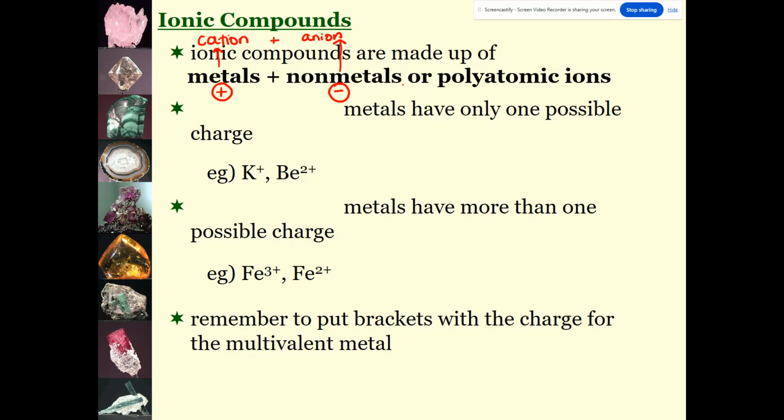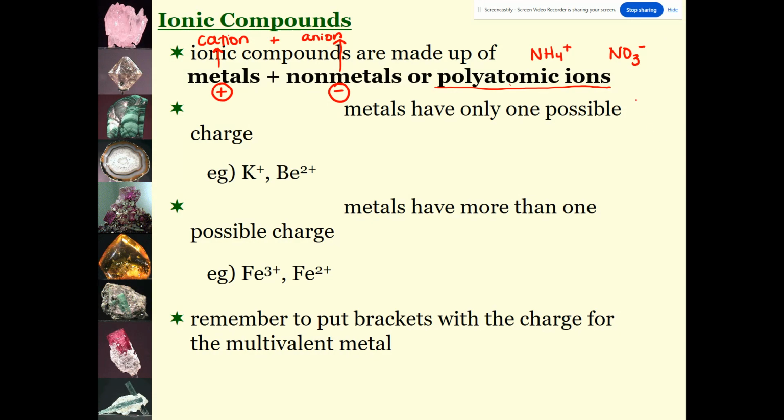Now, for polyatomic ions, there is one polyatomic ion that can replace a metal because it's positively charged, and that is the ammonium ion. So an ionic compound might start with either a metal or the ammonium ion, and then it'll be bonded to either a nonmetal or a negative polyatomic ion. All the other polyatomic ions are negative, such as nitrate. Nitrate is NO3 negative 1.